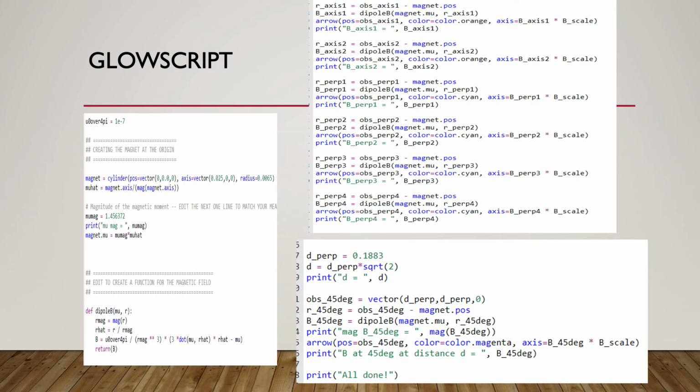This is the GlowScript that I used throughout the experiment. We created a function for the magnetic field, and we located 2 on-axis and 4 perpendicular arrows to represent the magnetic field. We located the 45 degrees off-axis arrow representing the field, and we put in the magnetic field of each row, which we will see on the next slide.